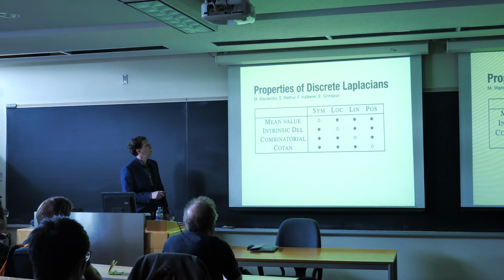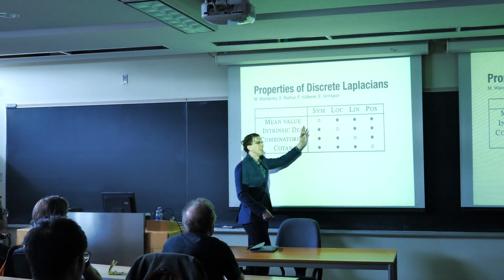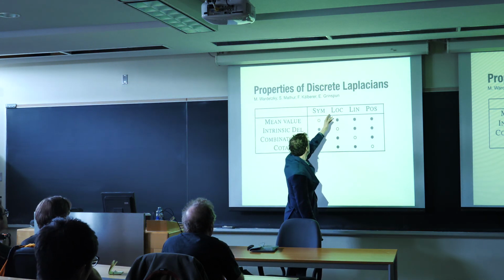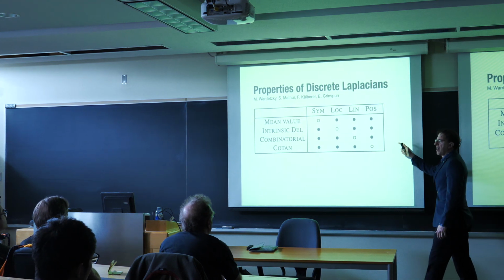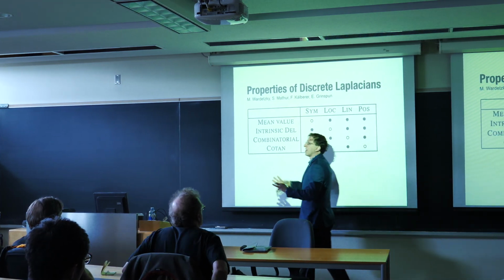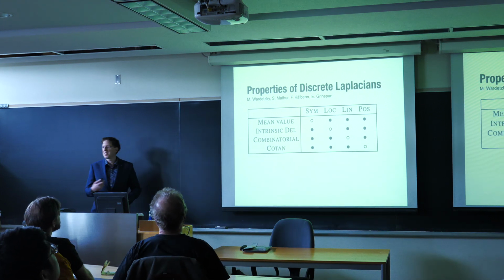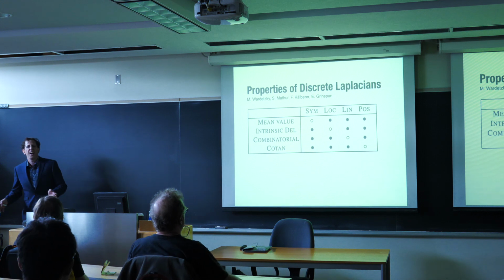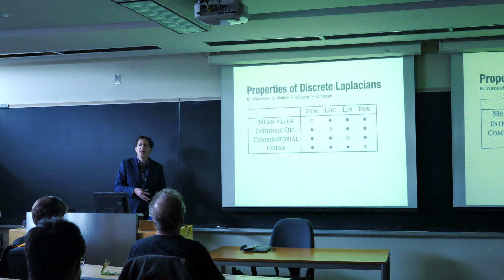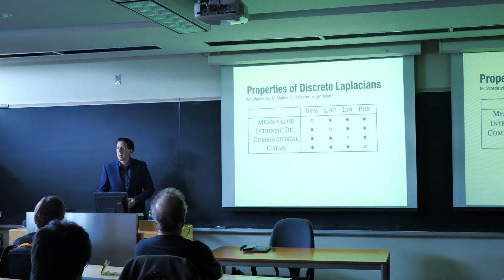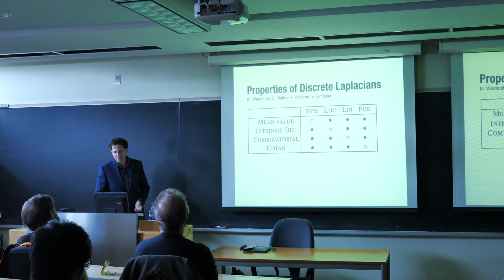And notice that if you write down discrete analogs of the properties of symmetry, which now becomes a matrix symmetry, locality, which talks about the sparsity structure of the matrix, linear precision, which talks about linear functions being in the kernel of this matrix, and positivity, which means that the off-diagonals of this matrix are positive and the diagonal is negative, which basically implies both the positive semi-definiteness and the maximum principle together, so it's a stronger condition.